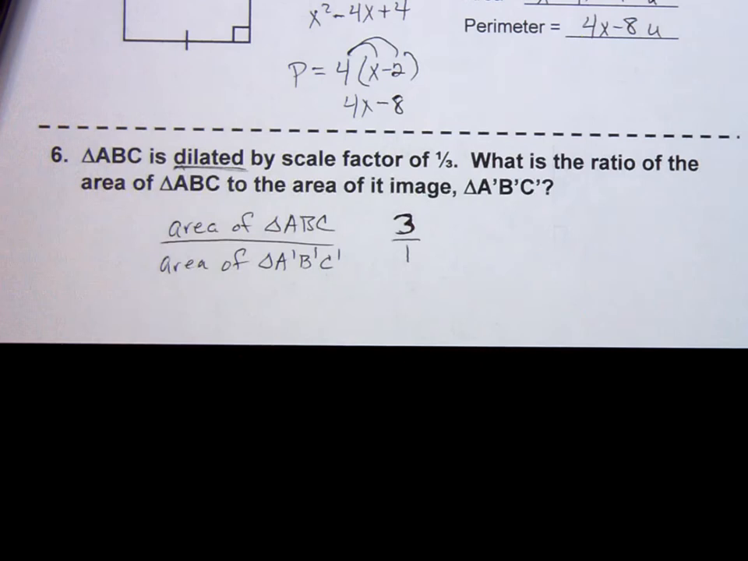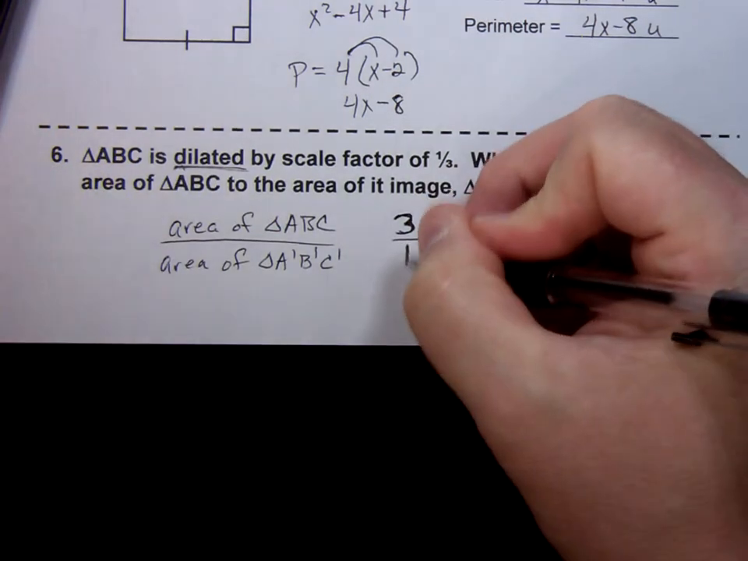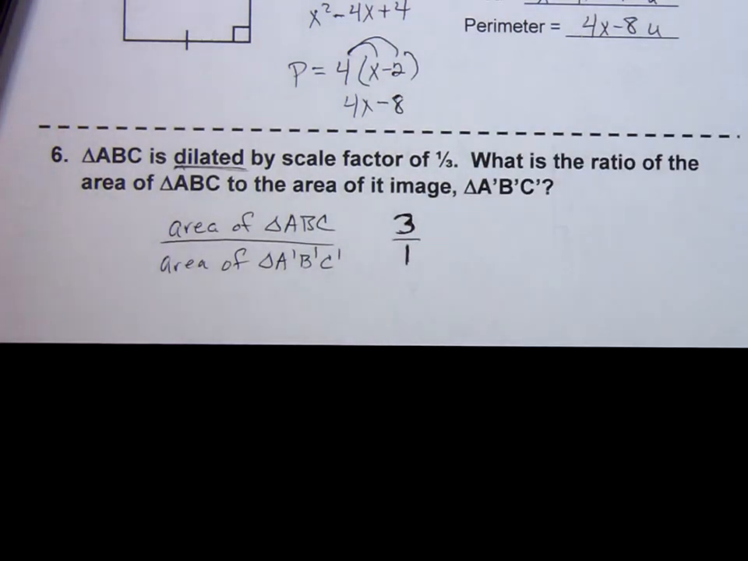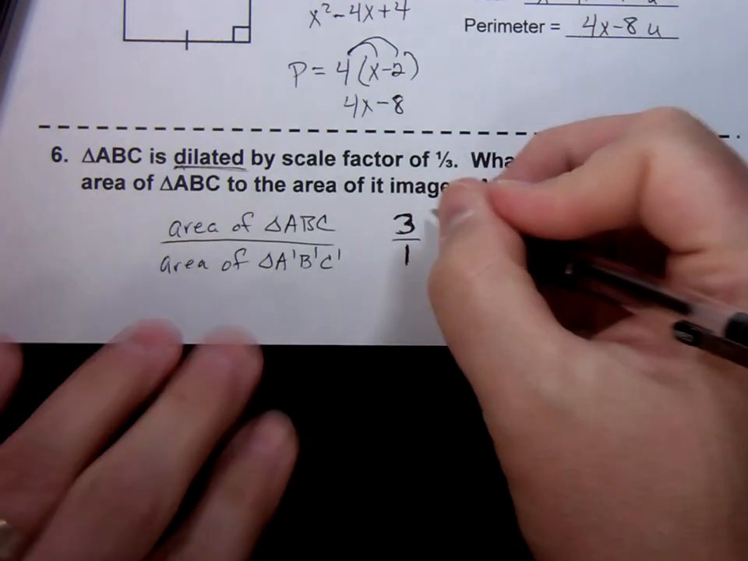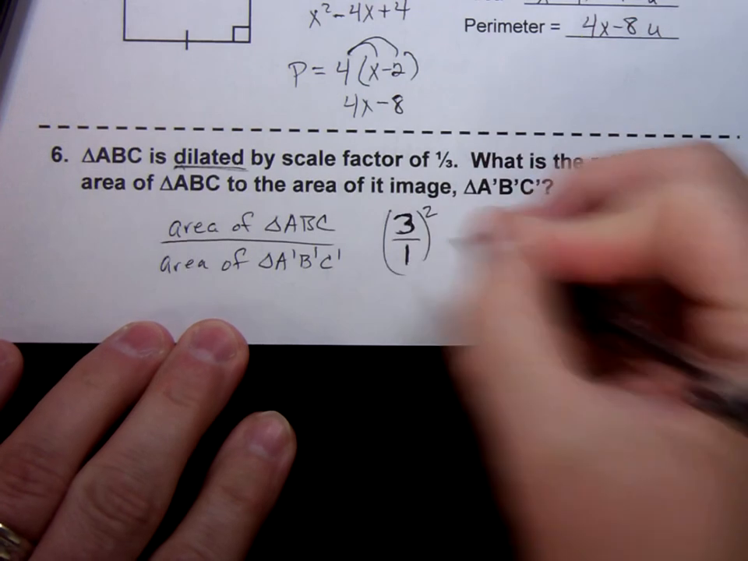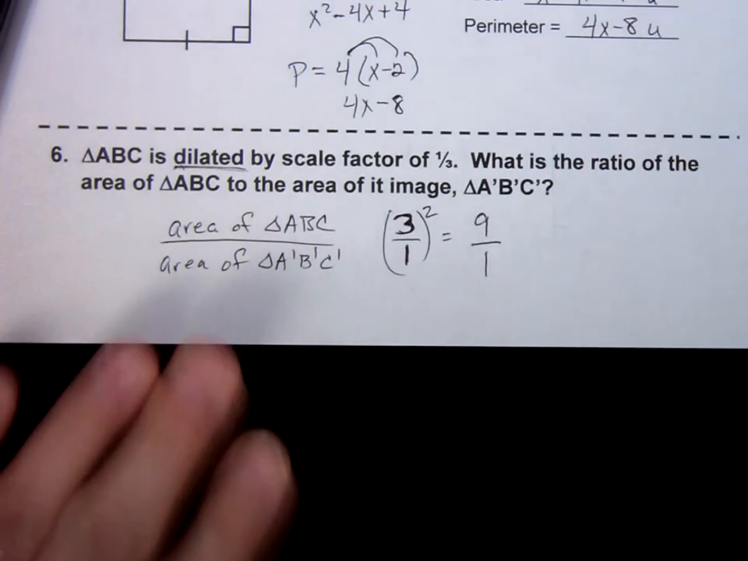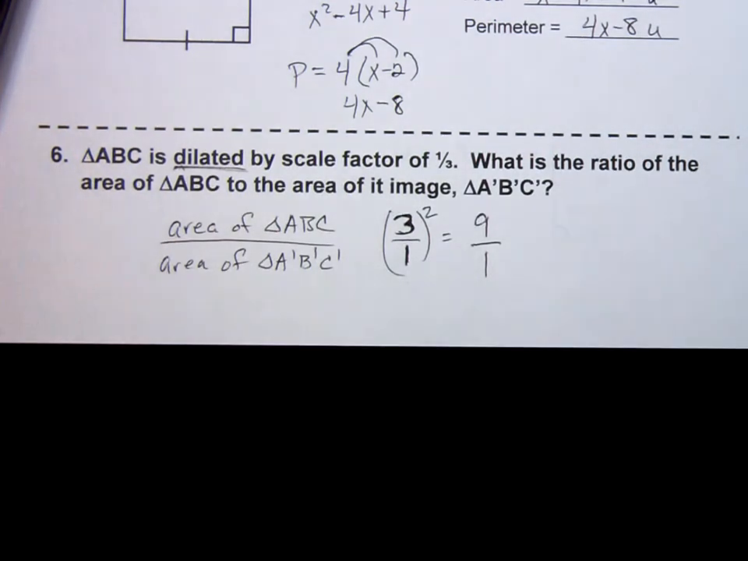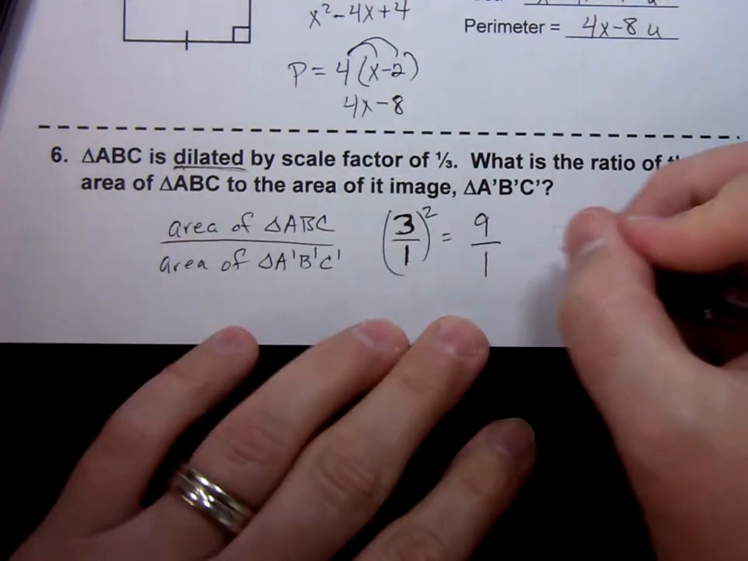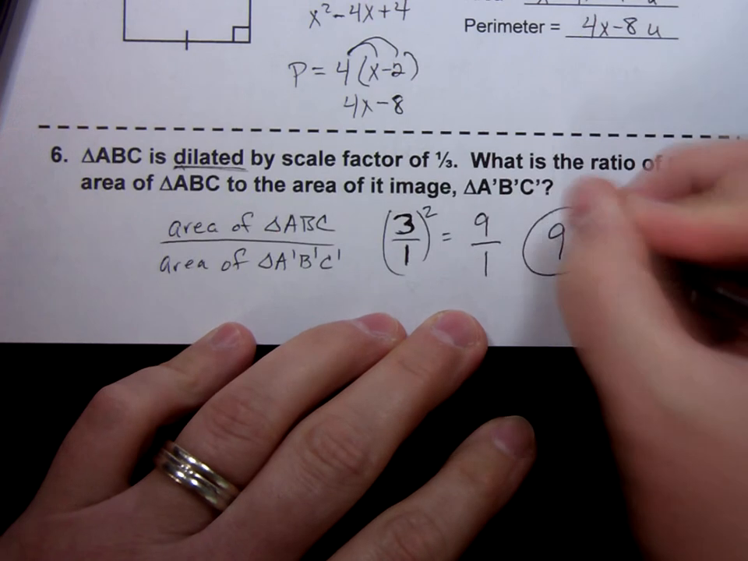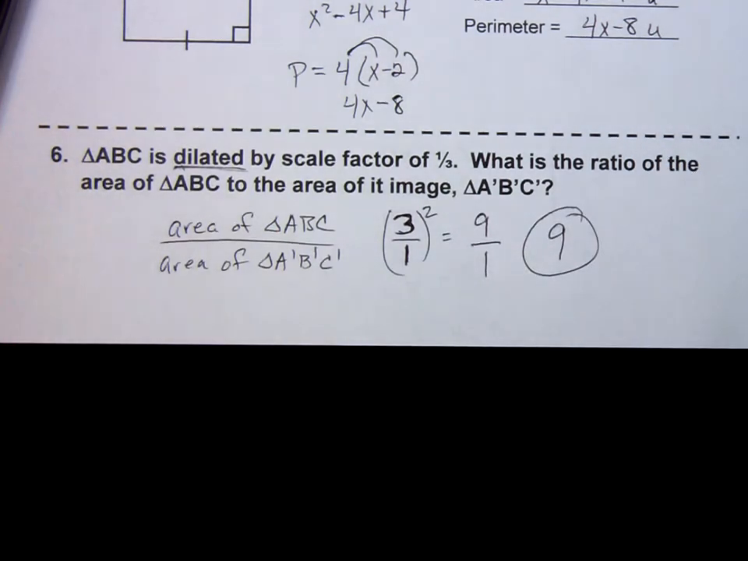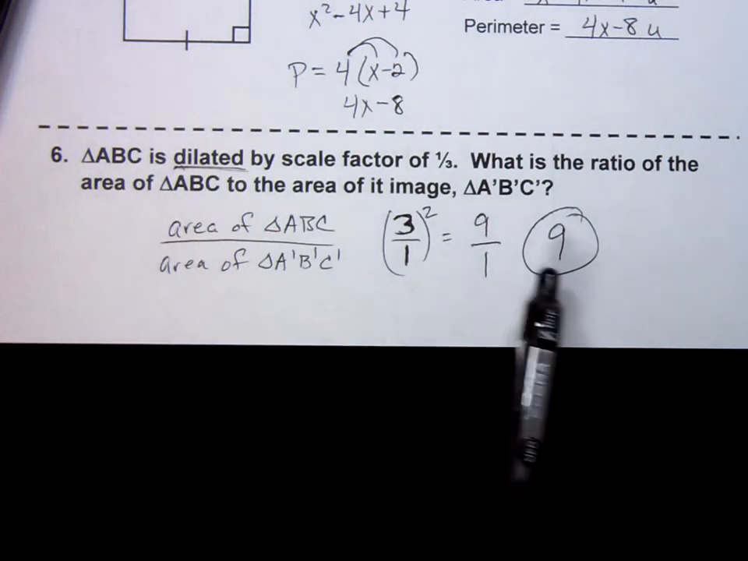But remember, area is 2-dimensional, so we always have to square things to get to area. If you got 1 dimension, you got to square it to get to area. So we're going to square these numbers. 3 squared is 9. 1 squared is 1. So you get 9 over 1. And 9 over 1 can just be reduced to a whole number of 9. So the ratio of the area of triangle ABC to the area of its image would be 9. Because all the sides are 3 times larger, the area is actually 9 times larger.